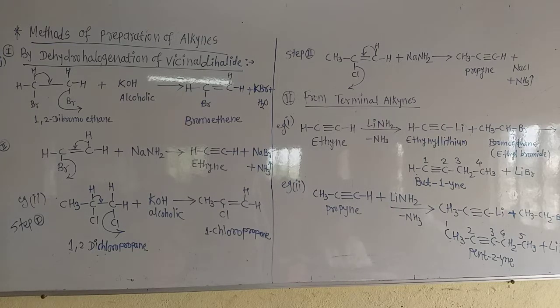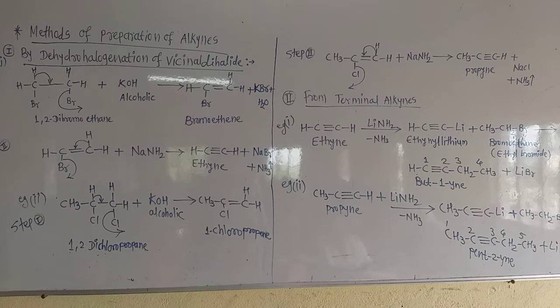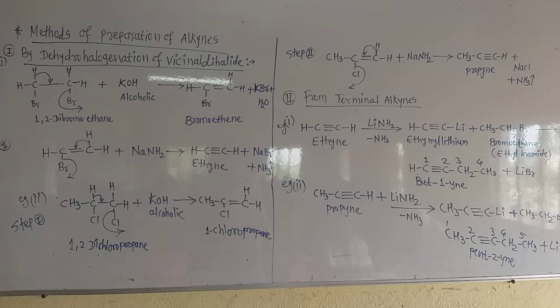But now these are the methods of preparation in the laboratory. We can also prepare the alkynes this way. So let us see two more methods of preparation of alkynes. These are also very important methods. The first one is by dehydrohalogenation of vicinal dihalide. We already saw what is meant by dehydrohalogenation.